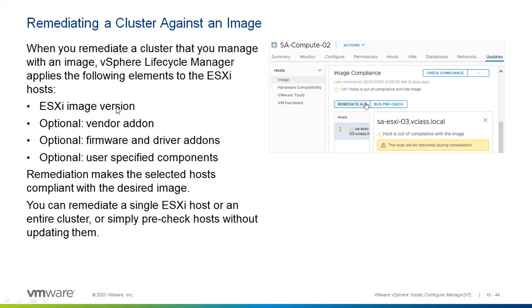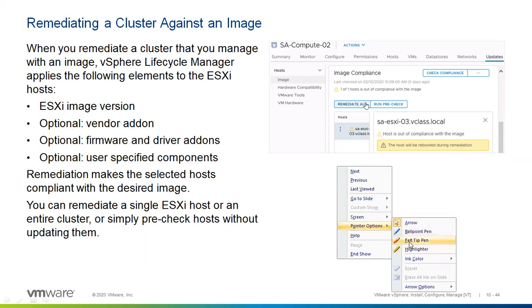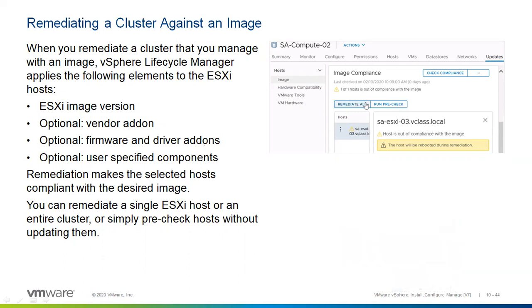What is in the custom image? It has the image version, vendor add-ons, firmware driver, and user-defined components. So again, it's optional. Optional means whatever is available, you will include, and what is not available, you will ignore. Simple. So these are the maximum list of available things in my ESXi image. You can remediate a single host against the image or the entire cluster as well.